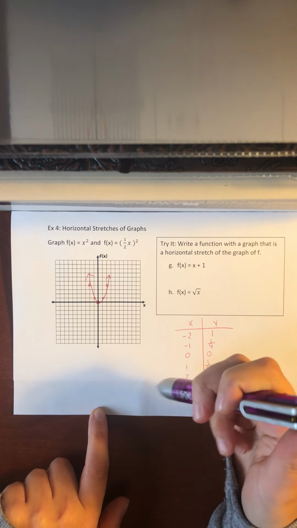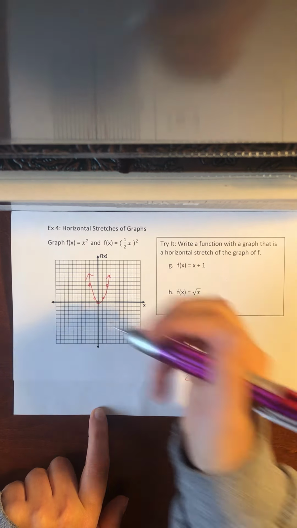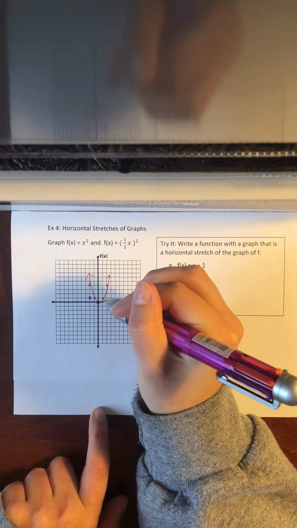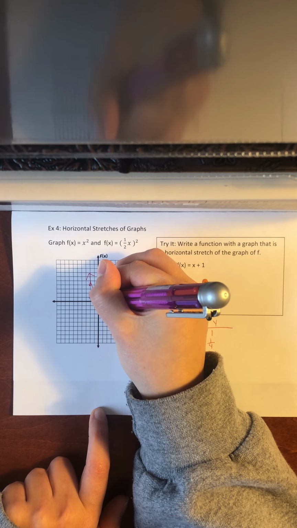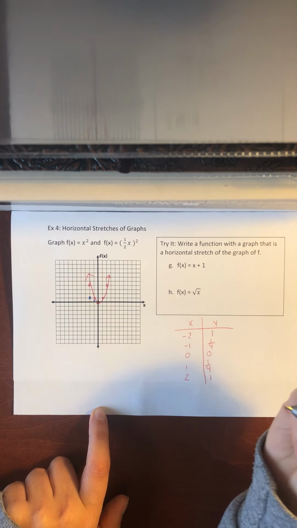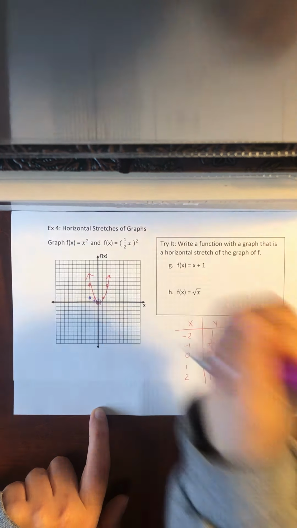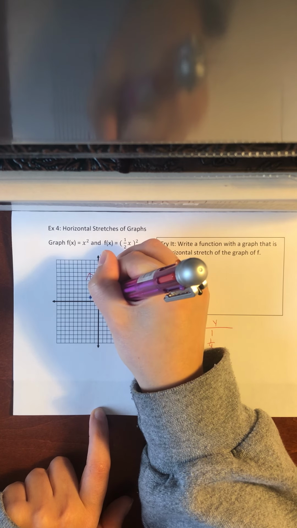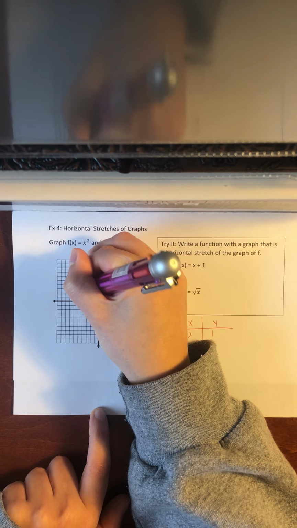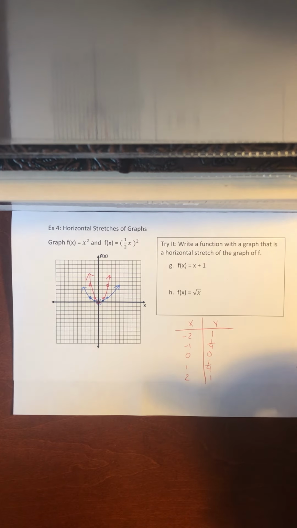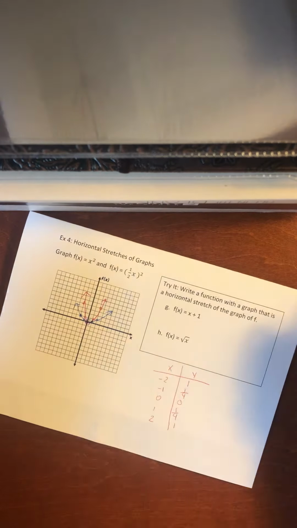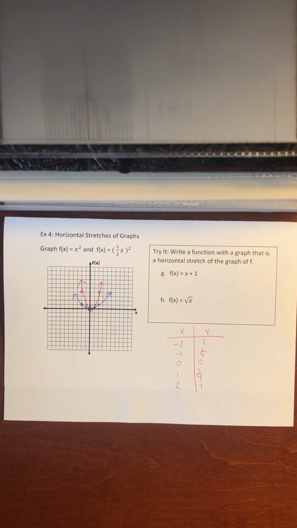-2, 1 is here. -1, 1/4 is right about there. 0, 0, 1, 1/4, and then 2, 1. So it's a parabola that's going to be wider than this one. And once again, that is because we are stretching the graph horizontally. So now we're going horizontally, we're stretching it, so that's what's making the graph wider.